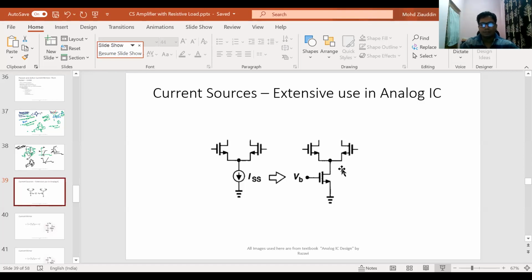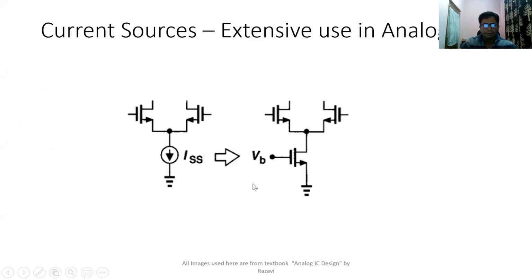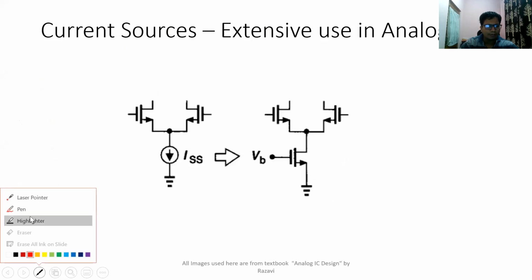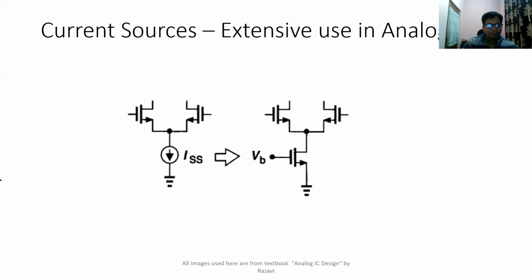Right. So we will begin with current sources, but as I said, we will finally be concluding at differential amplifiers with MOSFET loop. Okay. So we'll start with current sources.